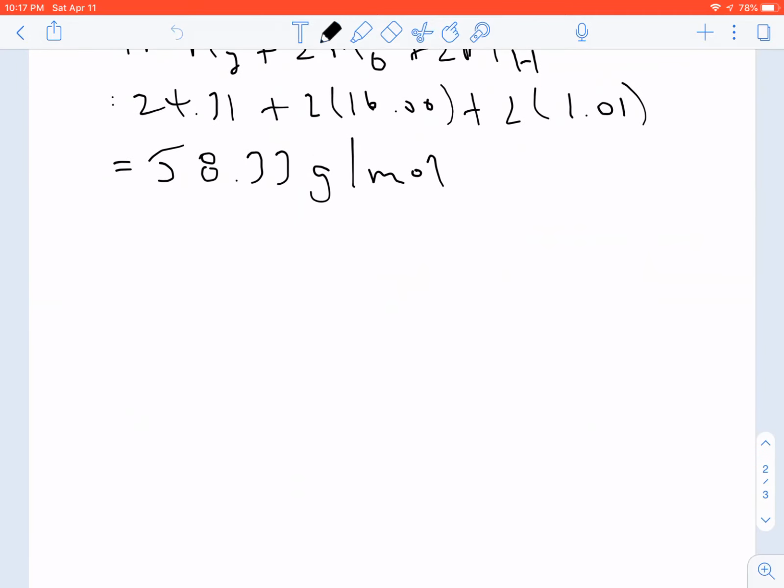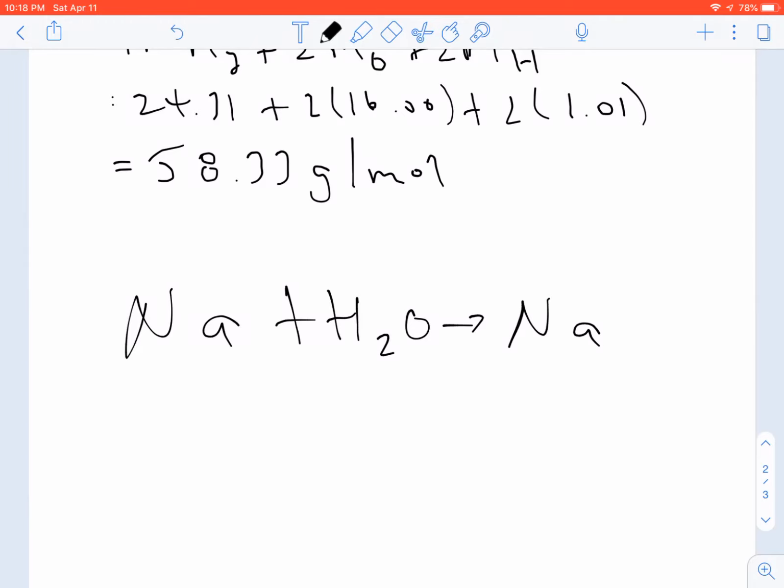sodium reacts with water and our products are NaOH plus H2, right? And if I have to balance this, if I put a 2 in front of sodium and a 2 in front of sodium hydroxide and a 2 in front of water, I now have, let me just see, I have 2 sodiums and 2 sodiums. I have 4 hydrogens, and I have 2 and 2 is 4 hydrogens, and I have 2 oxygens. Okay, so I am balanced. I know that I'm balanced.